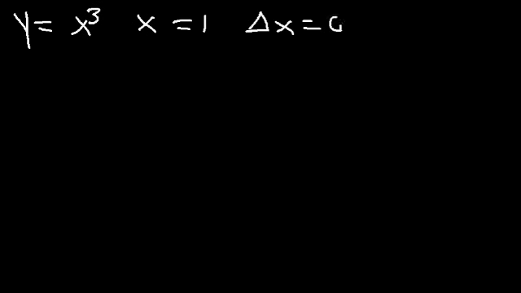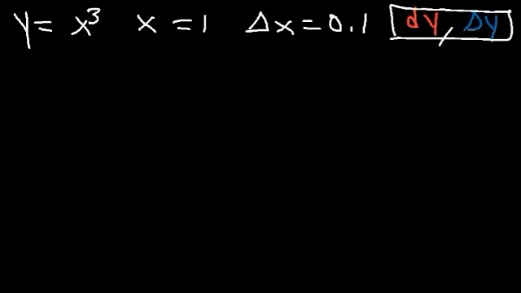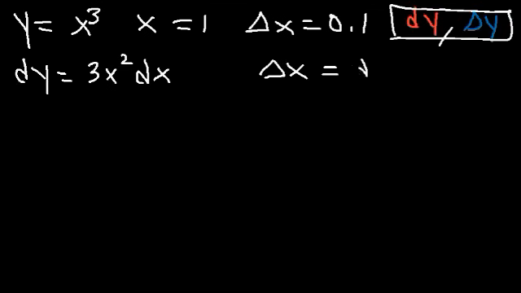Now let's say we have another similar problem. Let's say we're given the function y is equal to x cubed, and the x value is 1, and instead of being given dx, we're given delta x, and let's say it's 0.1. Let's calculate dy, which we did in the last example, but also delta y. How can we find these two variables? So to find dy, we know it's going to be the derivative of x cubed, which is 3x squared times dx. And remember, delta x is equal to dx.